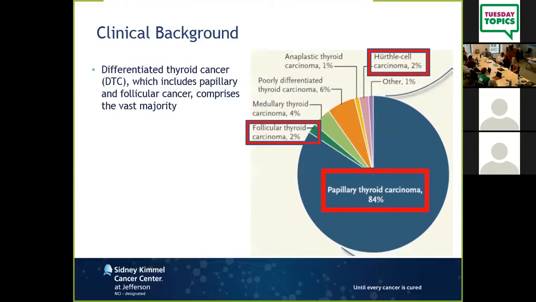The ones in the red boxes there, follicular, Hürthle cell, and papillary, make up a group called differentiated thyroid cancer. In other words, it's a thyroid cancer that still looks like and acts like the cells that it derived from. So it hasn't mutated so much that it is not acting like or not looking like a thyroid cell.